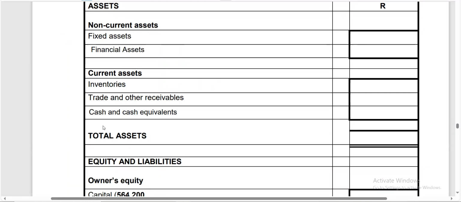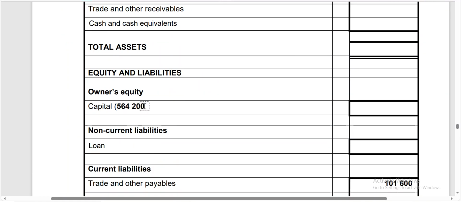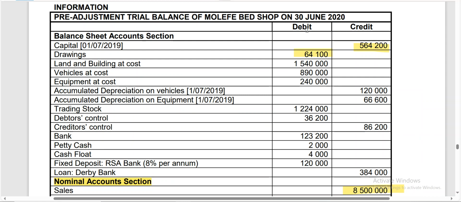64,100. Remember, drawings must be subtracted from the capital balance. So here we're going to say minus 64,100, and then you are done with that. Next, we have land and buildings and all the things that have to do with the fixed assets. We will leave them for now because we are going to do the fixed asset note, but I will show you how to enter information because some of these things will be affected by the transactions.